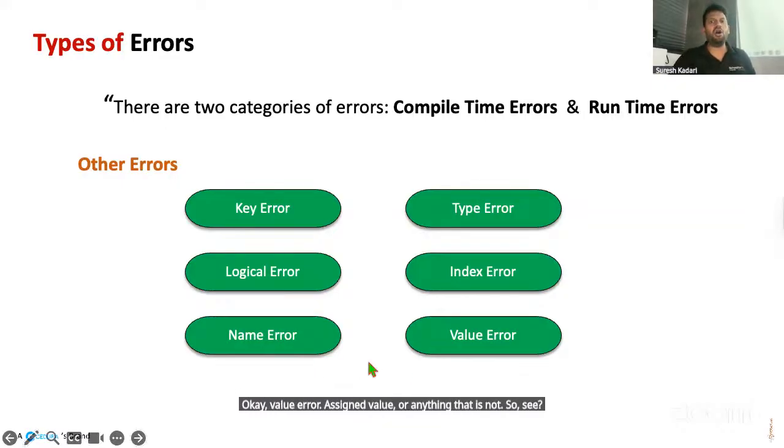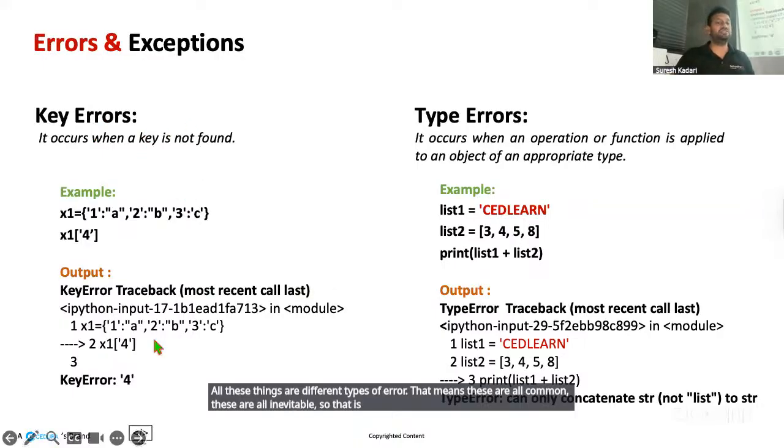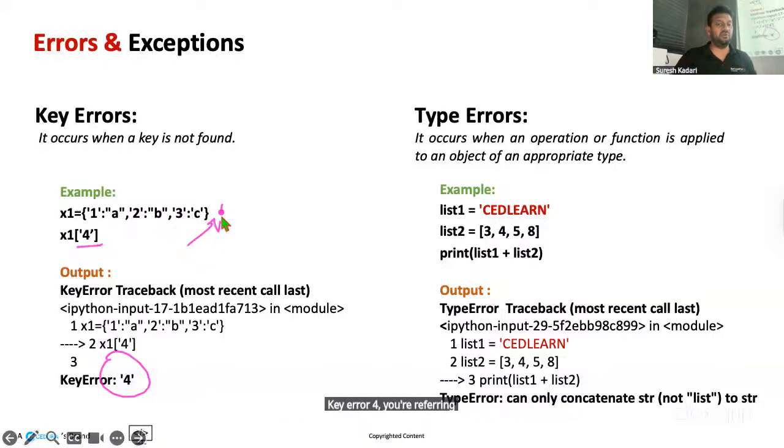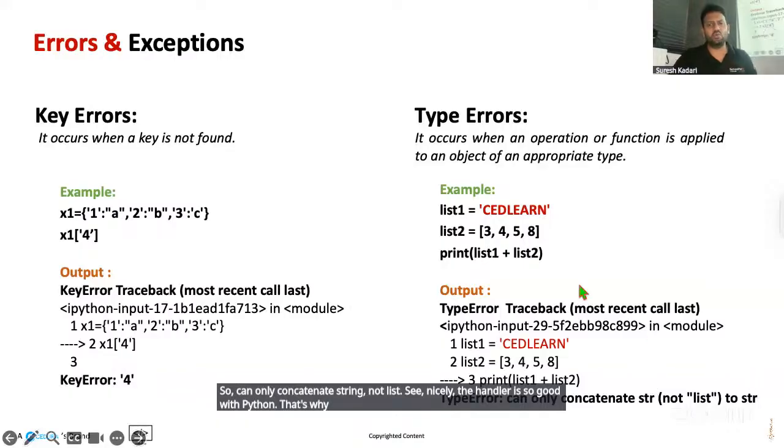So see, all these things are different types of errors. These are all common. These are all inevitable. So what is key error? Key error 4. You are referring to the key 4 which does not exist. What is type error? You are trying to concatenate a string and a list. It says you can only concatenate a string, not a list. See, nicely, the handler is so good with Python. That's why Python coding is very easy.